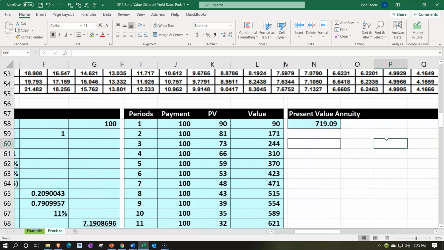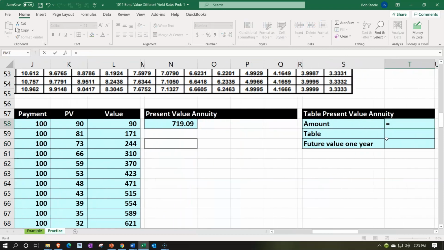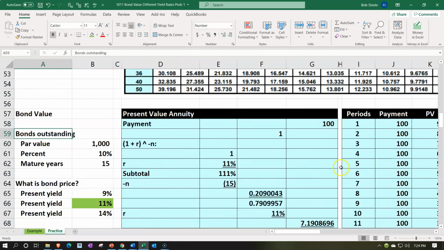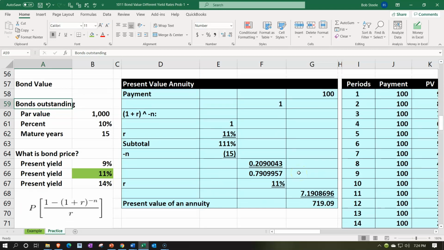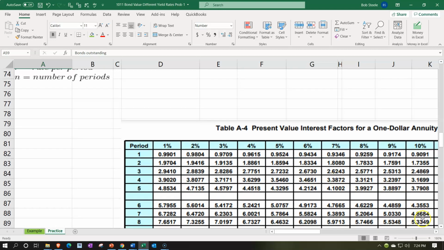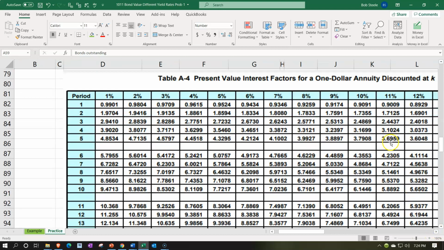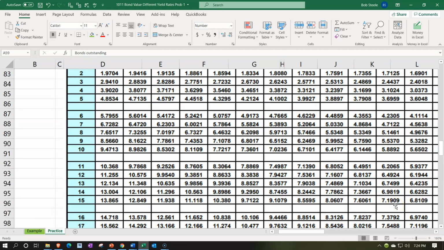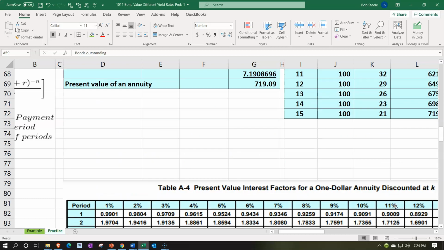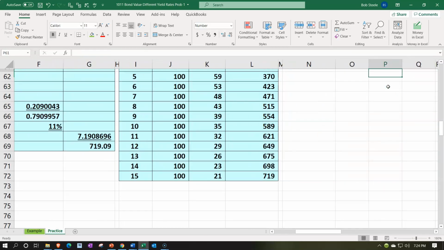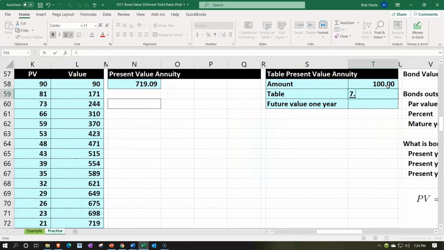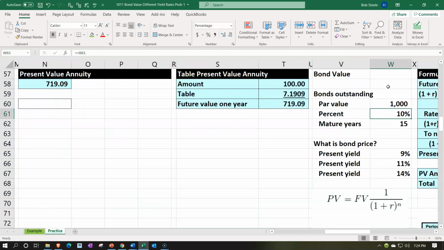Let's do it again with the tables, because that's always good time. Table time. Payment, $100. Amount from the table, making sure we're picking up the proper table. This time, present value of an annuity. We're looking at 11%, 15 years, 15 periods. 11 and 15. There's the 11. There's the 15. 7.1909. Multiplying this out, 100 times 7.1909 gives us the 719.09 because it's $100 times that.